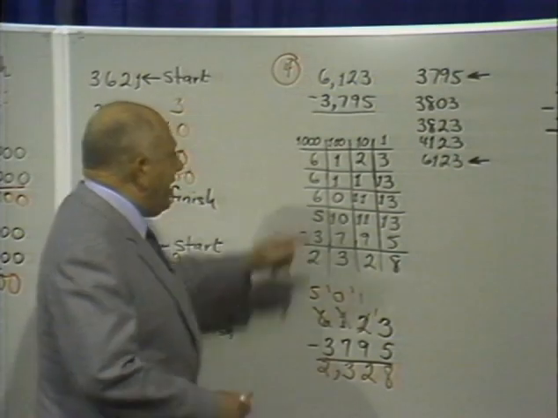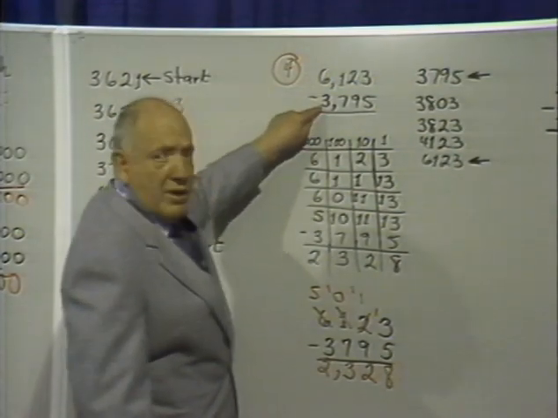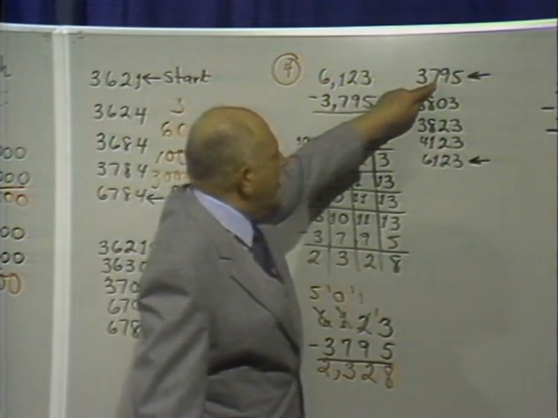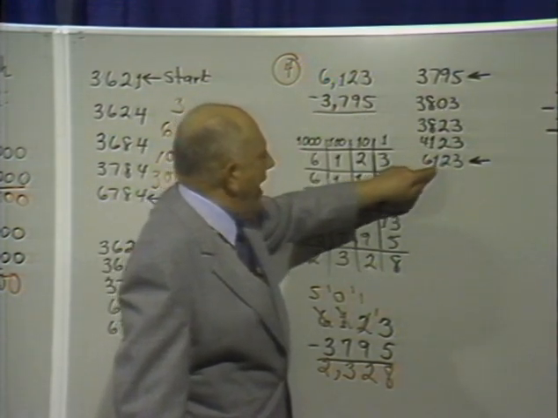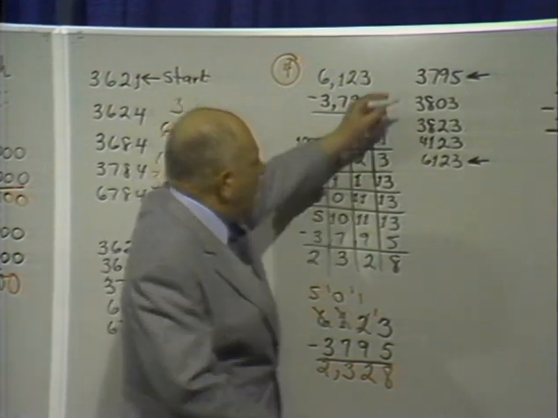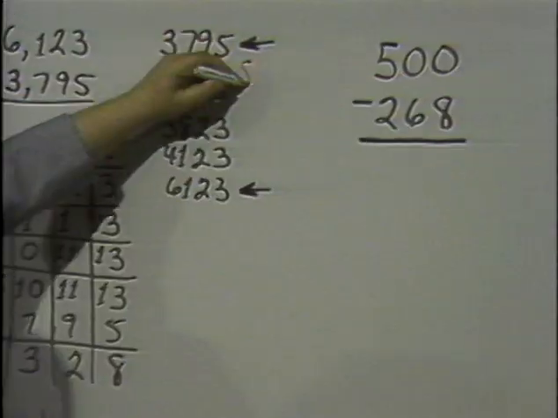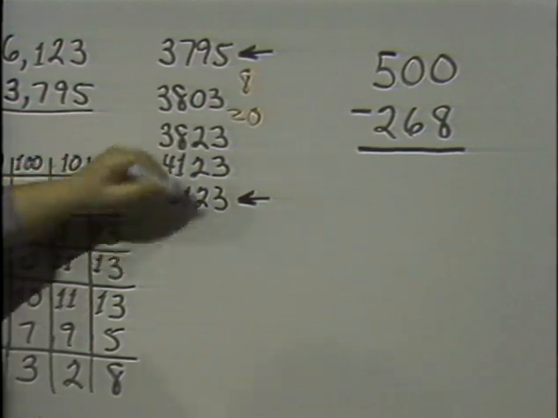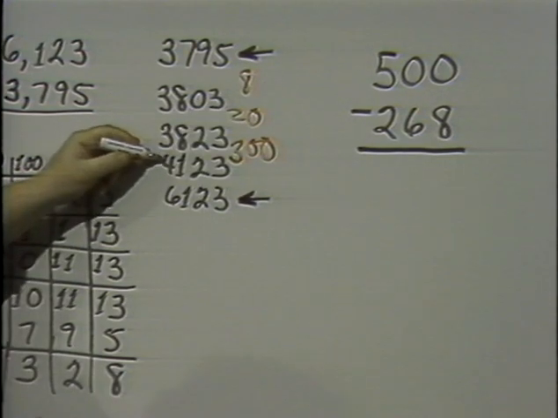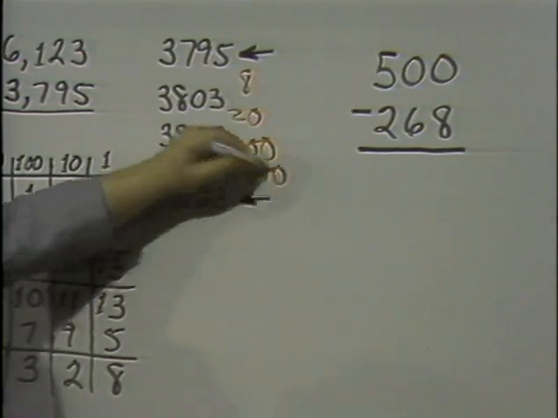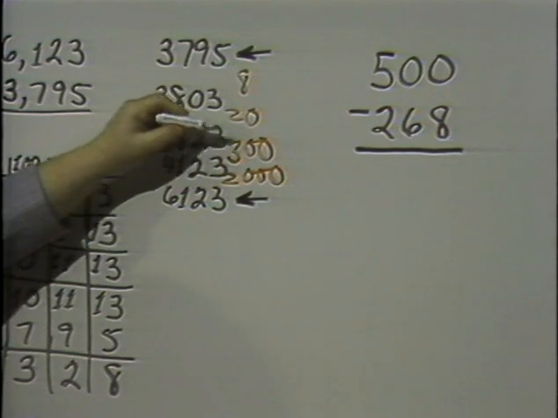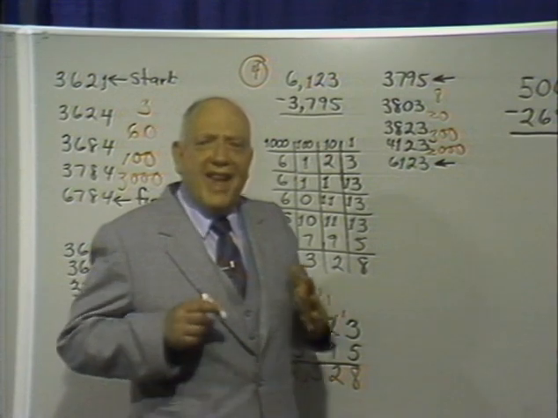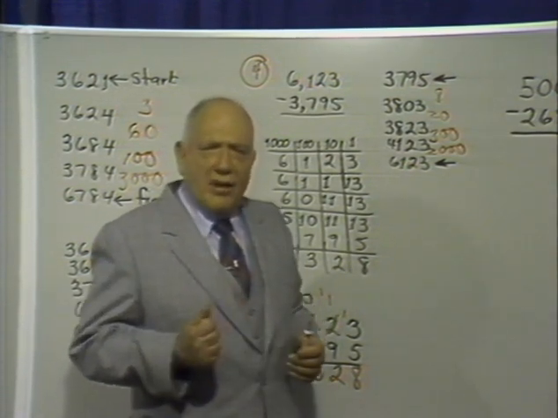And by the way, I can again say what? This is the number I start with. This is the number I finish with. What must I add on to 3,795 to get 6,123? And if you look at this sequence, you see I add on 8, then I add on 20 more, then I add on 300 more, then I add on what? 2,000 more? So altogether I've added on 2,328. There are lots of problems in the exercise set, in the text, to help you practice on that, as well as in the self-test.